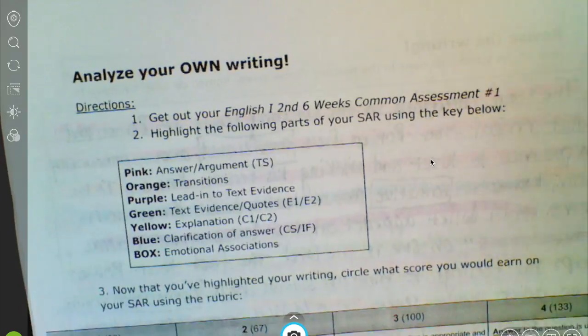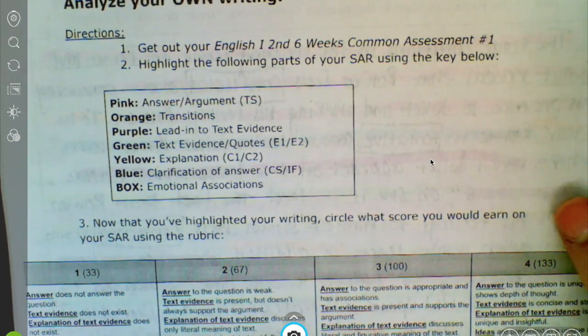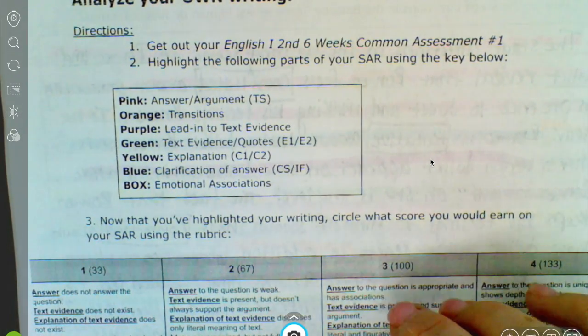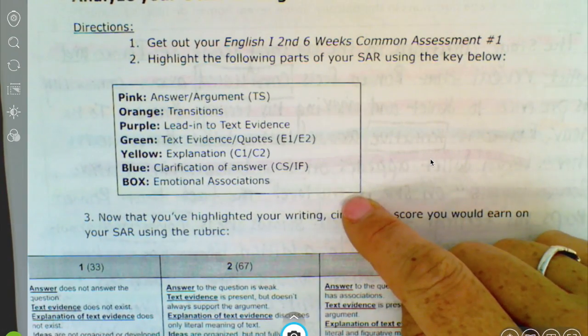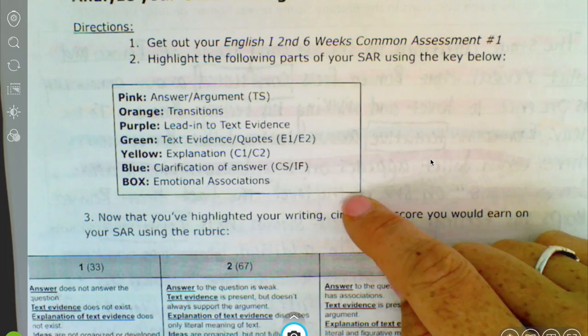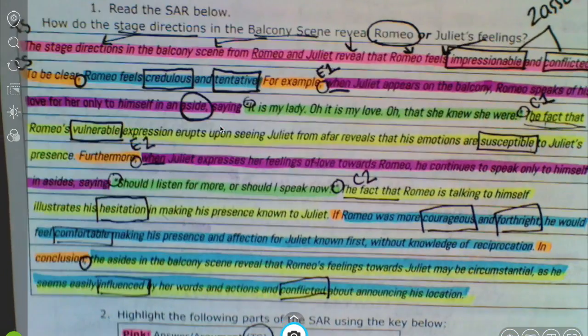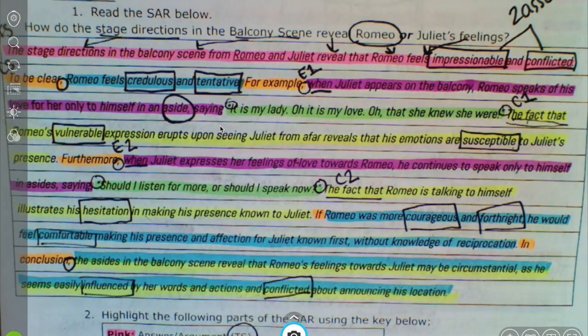The first thing that I want you to do is I want you to go through your SAR on your packet for your quiz, and I want you to highlight all of the things that we've been highlighting today. Once you have done that, I want you to go ahead and score yourself. Don't revise yet, just score how you wrote on the quiz. Then you're going to explain why you got that score. Once you have completed that, you're going to write out your revision. All right, if you have any questions, just raise your hand, refer back to these notes, and good luck.